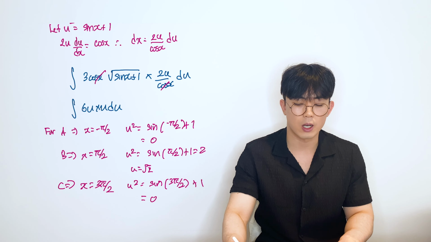So for R1 it is integrating 6u squared du from a to b, right? So from 0 to root 2.